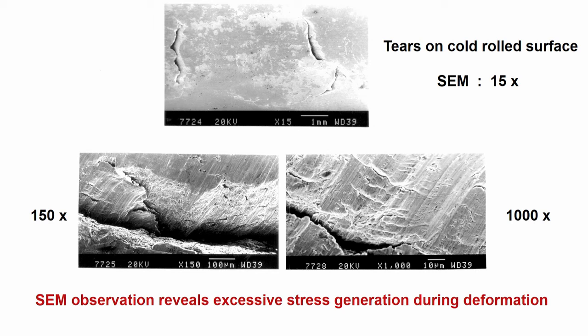So, how the tears look like at SEM at a magnification of 15 only, at a very low magnification, because these tears were seen with normal eye. So, even at 15 magnification you can very clearly see how they look like. Now, why they have formed, why they have got generated?